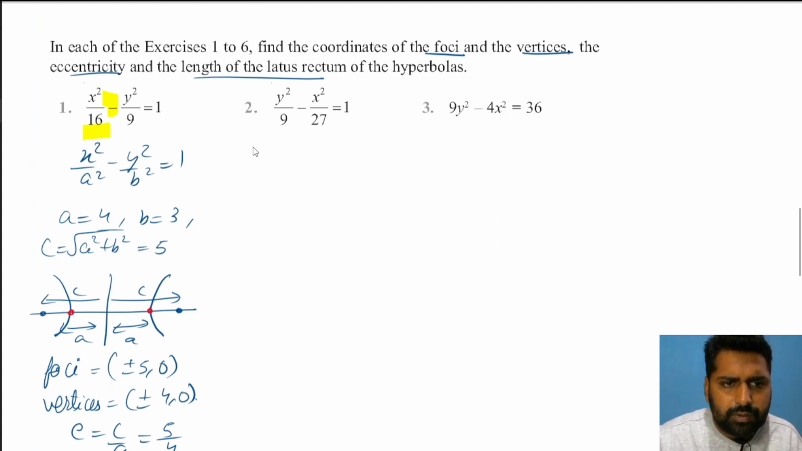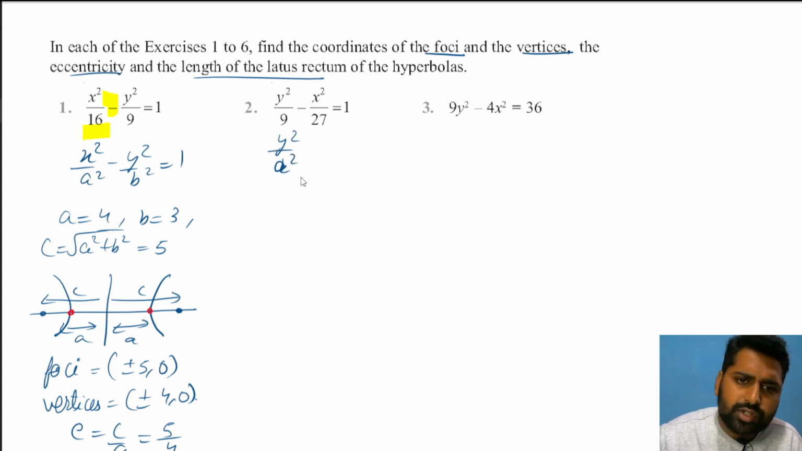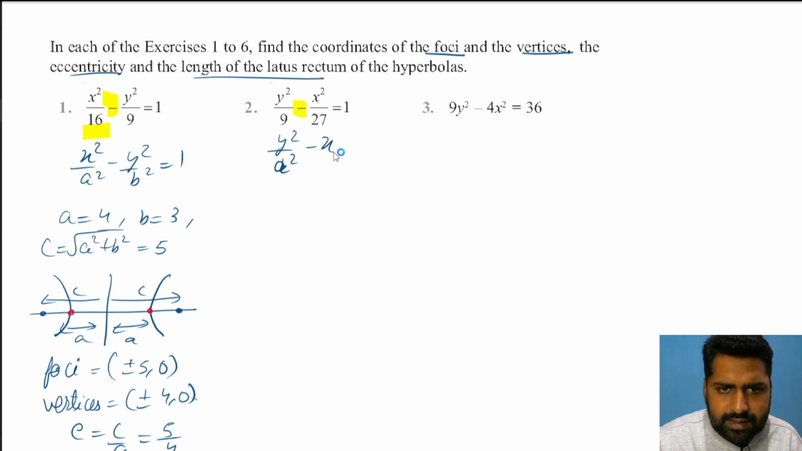Let's look at the second portion. Second question, again we compare it with the standard equation, y square by a square. Remember that the first coefficient is always a in a hyperbola. How do we know it's a hyperbola? Because of this negative sign: y square by a square minus x square by b square equal to 1.